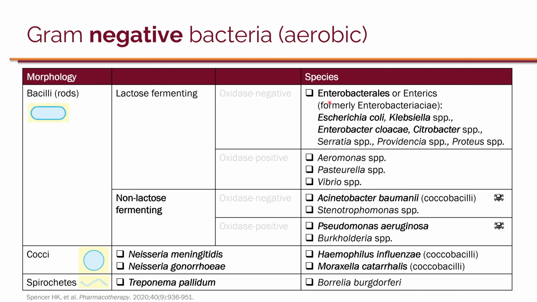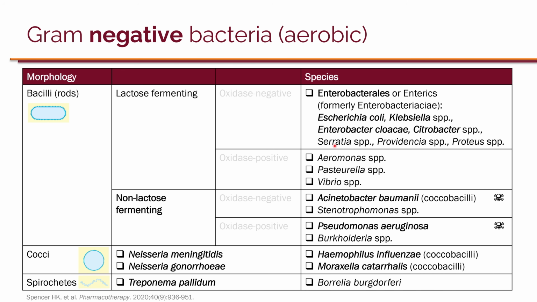Enterobacterales, and this is a group of organisms that belong to the order Enterobacterales, and pretty much all of these organisms were previously part of the Enterobacteriaceae family, so we used to just refer to them as Enterobacteriaceae. But as I will show you on the next slide, members of Enterobacteriaceae were reclassified into different families. So now in the clinical world, at least, we refer to all these organisms, and there are more organisms than what's listed here, as Enterobacterales or enteric organisms.